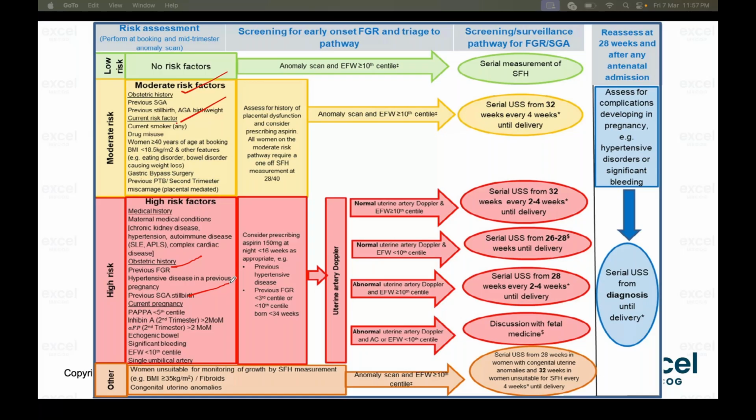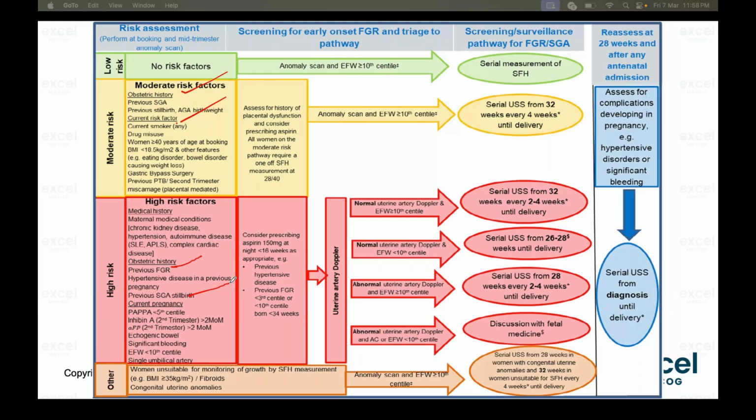Previous preterm birth or second trimester loss, which may be placenta mediated. It appears that the previous loss is likely to be because of, say, antiphospholipid antibody. That is placental mediated loss. So then it becomes a moderate risk factor. Previous loss because of cervical incompetence will not be a moderate risk factor. Previous loss because of placenta mediated factor will be a moderate risk. Okay, so these are the moderate risk factors.